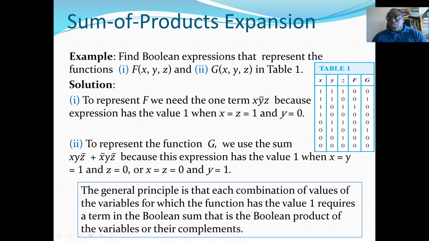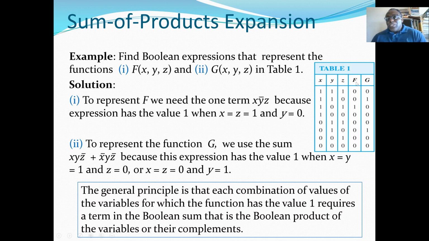Then we have two functions. The first function is f, which is in the fourth column, and the second function is g. Each function has three variables, x, y, z. Now the question says we should find a Boolean expression that will represent the function f at x, y, z, and also g at x, y, z. So to represent f, we need the one term x, y invert, and z.